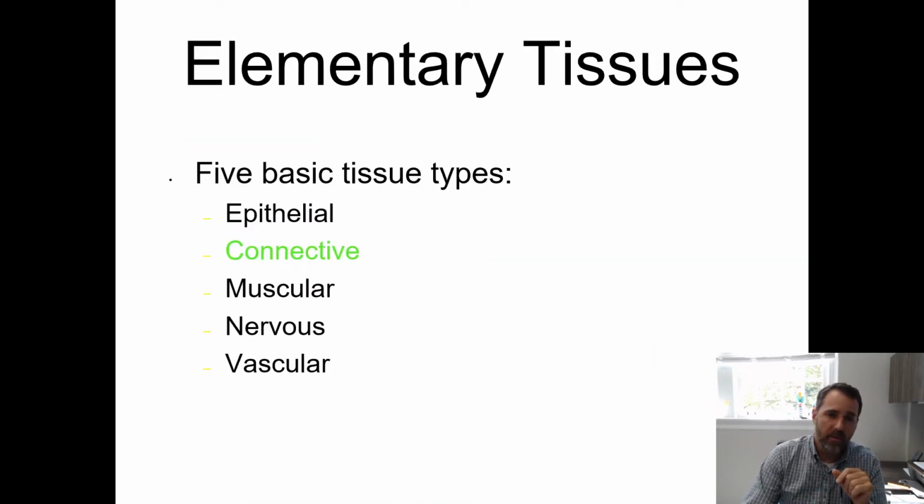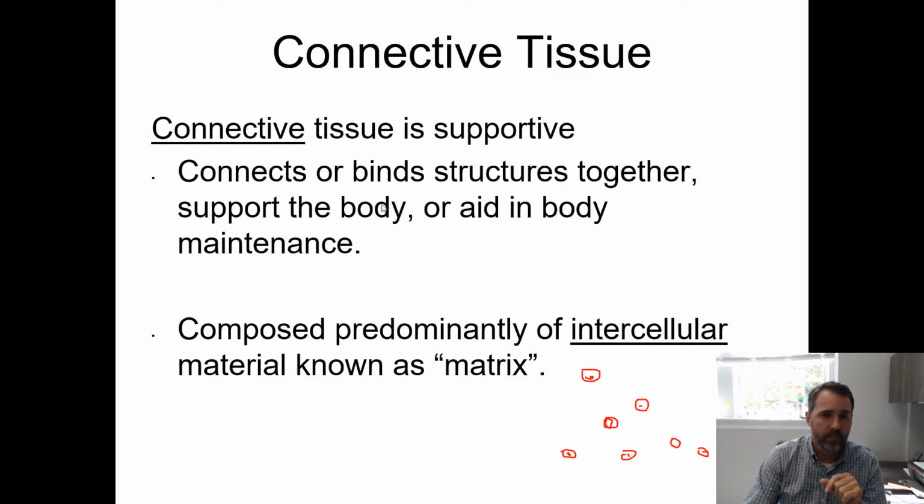So moving on to connective tissue. Connective tissue, these are the kinds of tissue that are supportive, supports the body, the structures of the body. It binds the body together. It helps the body in maintaining itself. So whereas the cells of epithelial tissue were tightly packed and there was very little to no intercellular space, connective tissue is mostly intercellular material. The cells are spread wide apart, and there's a lot of stuff in between them.